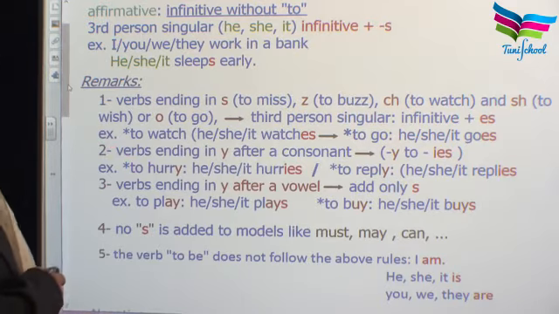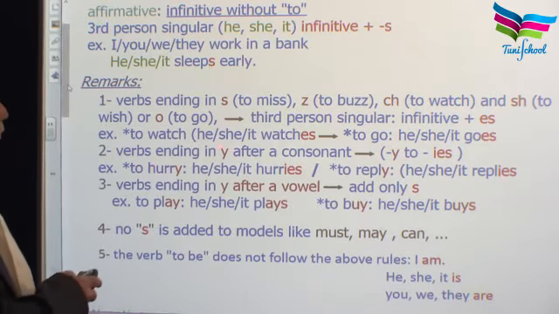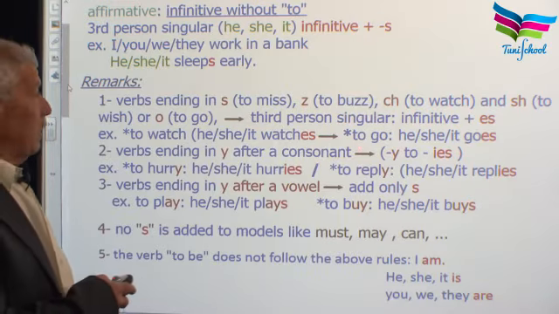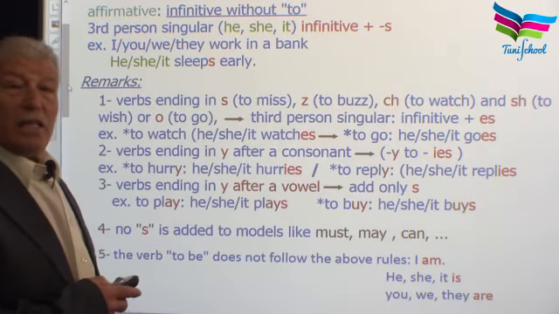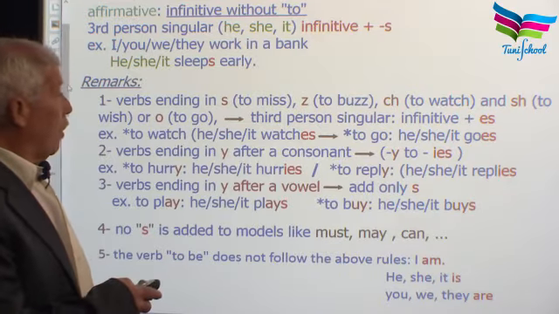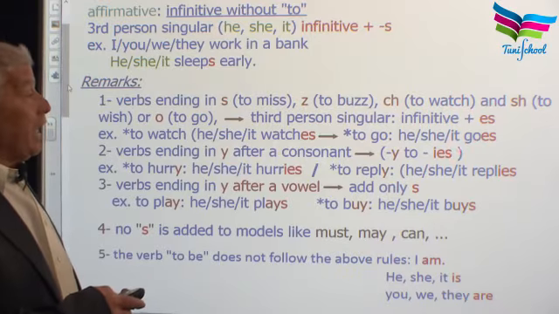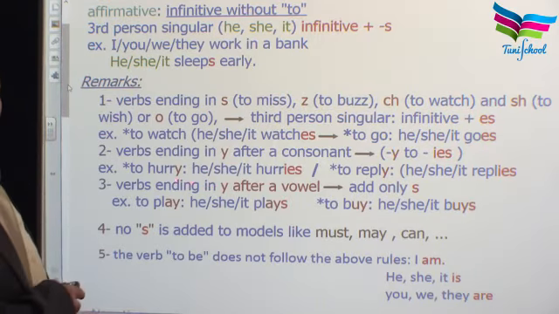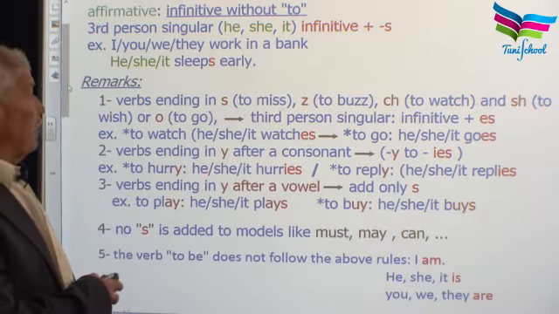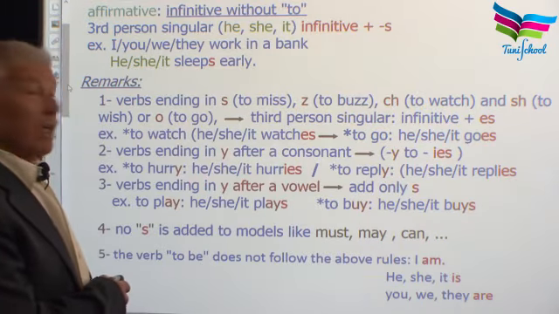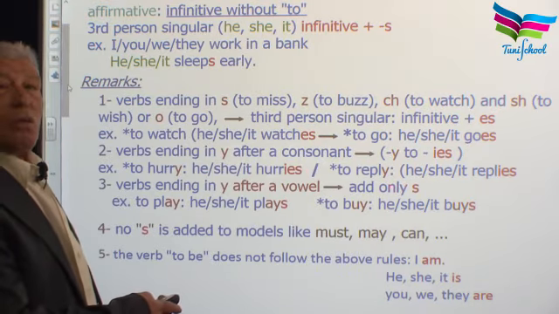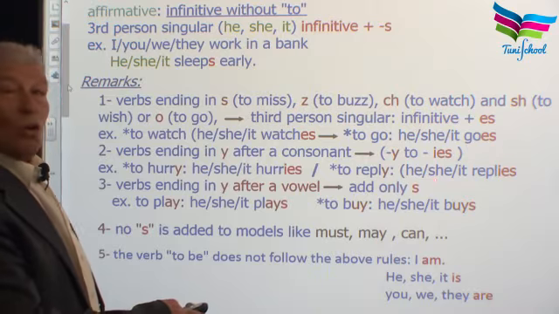This is the first remark. Second remark, if you have a verb ending in Y, and the Y is after a consonant, you know consonants like T, P, K, R, the Y changes into IES. Example, to hurry. You have the R and the final Y. He, she, it hurries. The Y changes into IES. To reply, which means to answer: he, she, it replies.